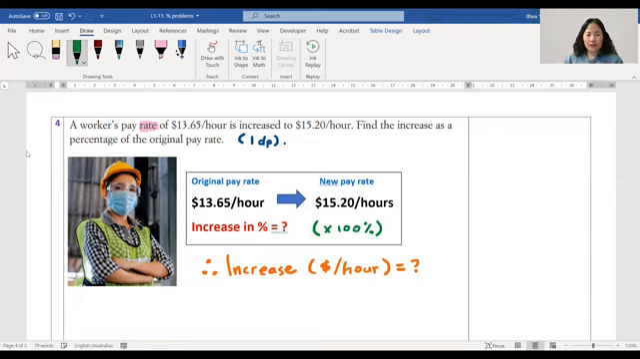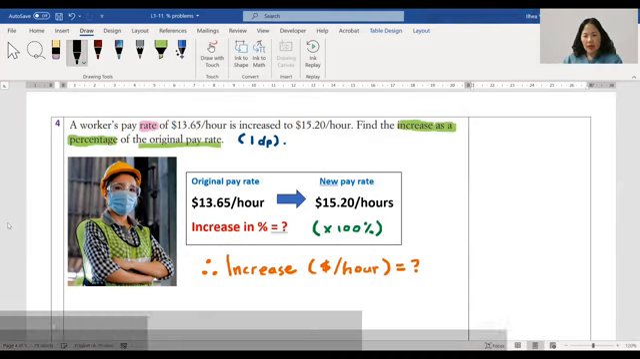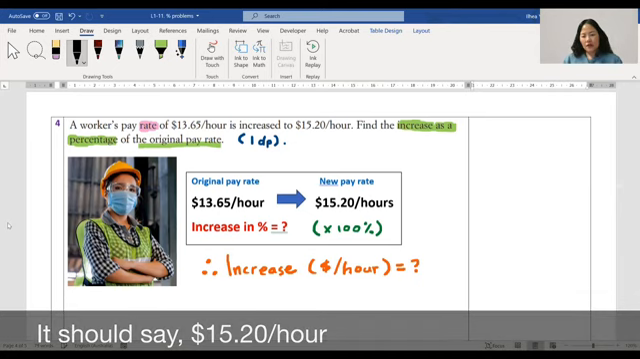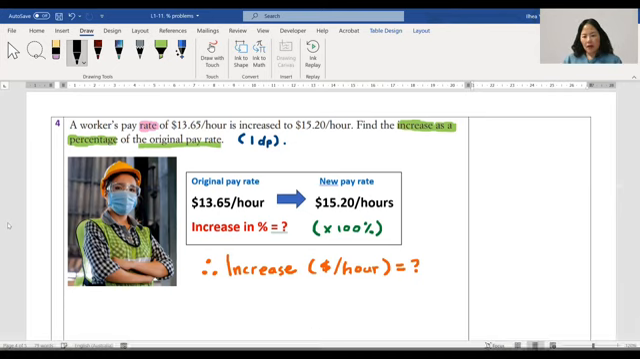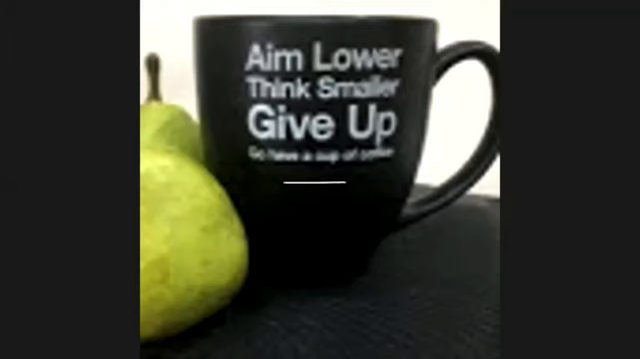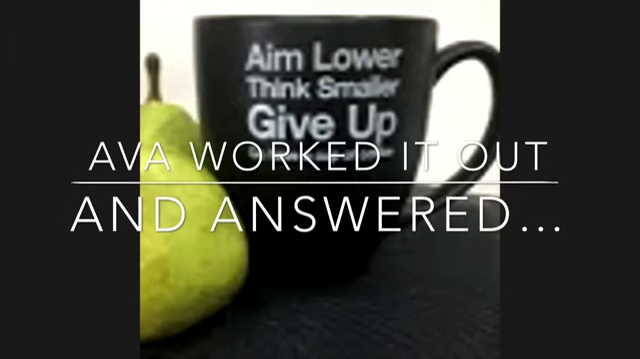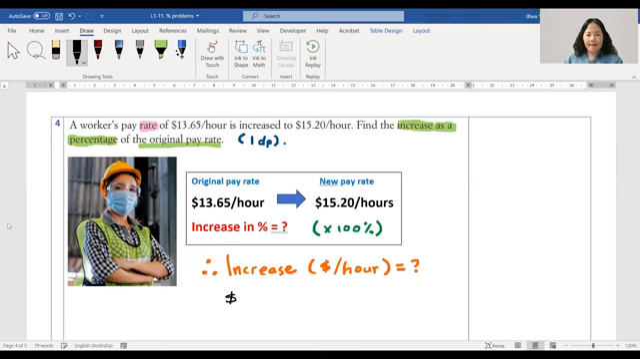Find the increase as a percentage of the original pay rate. Now be careful here, you have to answer it in a percentage. Original pay rate was $13.65 per hour, and the new pay rate is $15.20 per hour. So what's the increase in dollars? How much more will this worker get? $1.55. Correct. 11.4%. That's fantastic. Let's work through this with me.